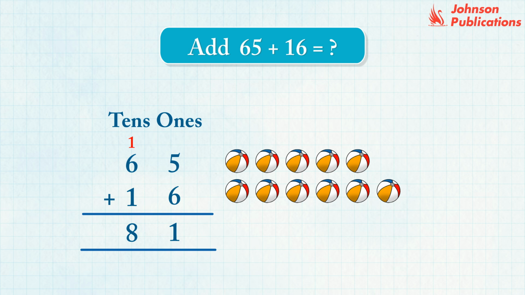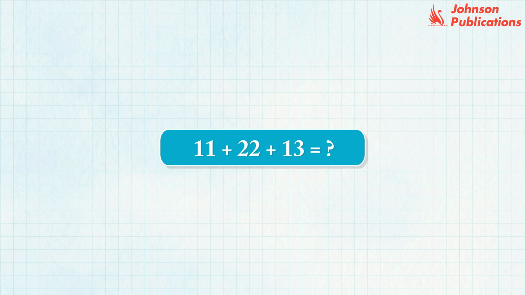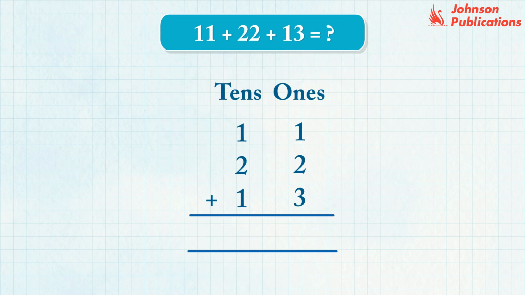Next, we will learn how to add 3 two-digit numbers. Add 11 plus 22 plus 13. Step 1. Add the ones. 1 one plus 2 ones plus 3 ones is equal to 6 ones. Write 6 in the ones place.